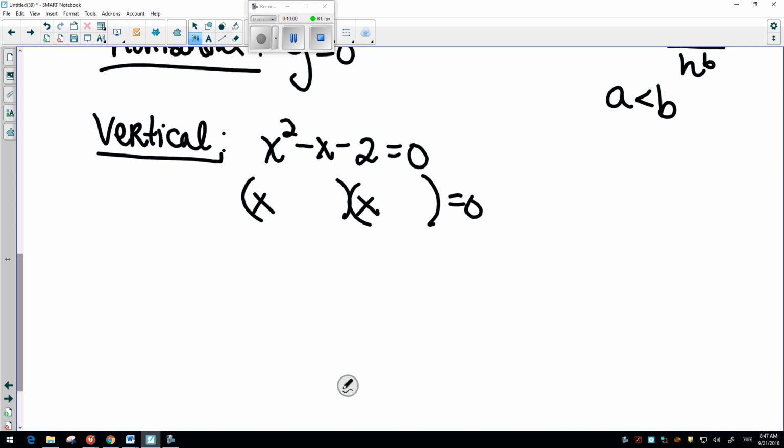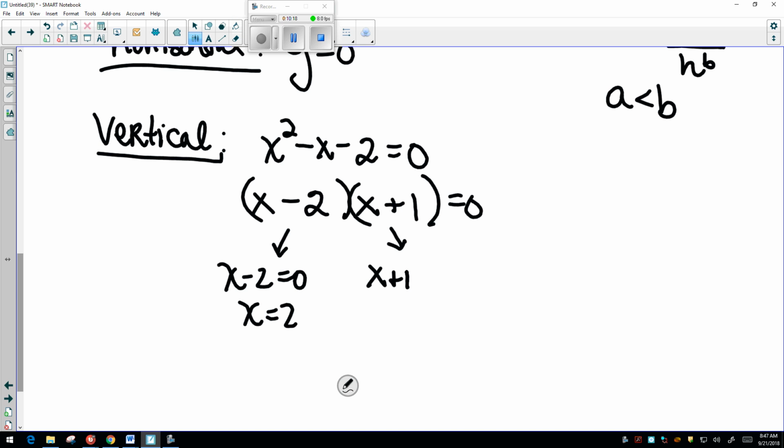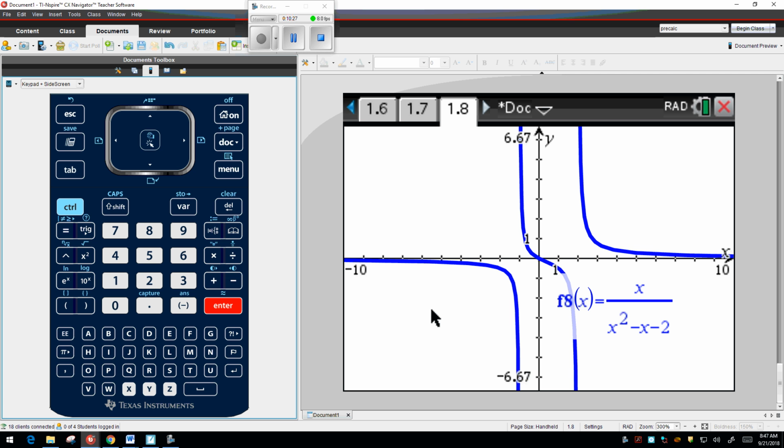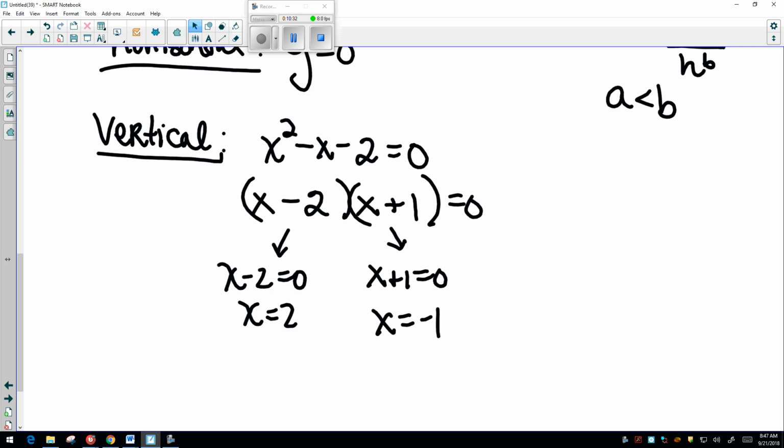So I want to find something that's going to multiply to be negative 2 and add to be negative 1. So I'm going to have a negative 2 and a positive 1. And then we take each of these and set them equal to 0 and solve. So I see one asymptote is going to be at x equaling positive 2. And I see one asymptote is going to be at x equals negative 1. And if we go back and look at our graph, we can see here's a negative 1, here's a positive 2, and that would support our work algebraically.